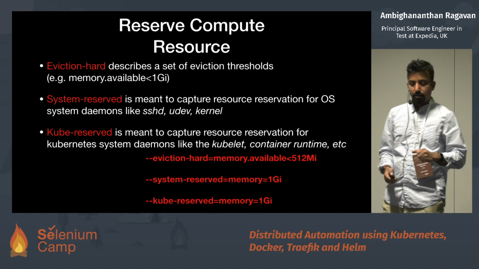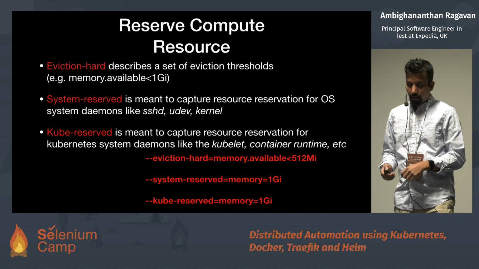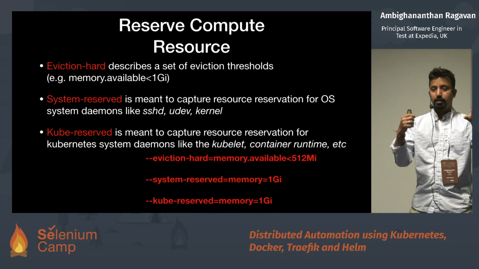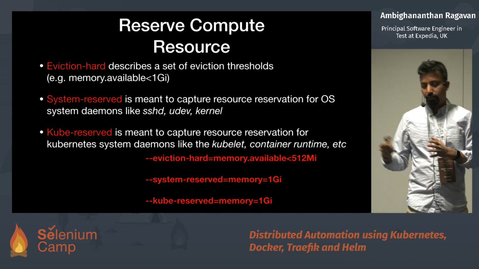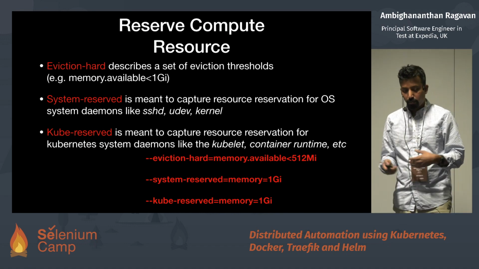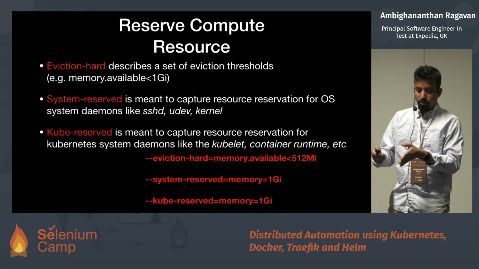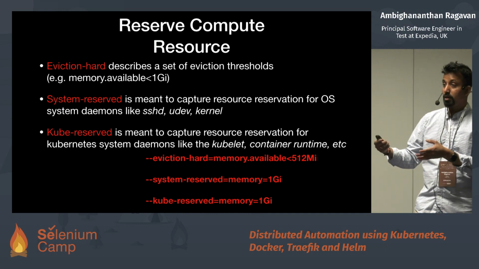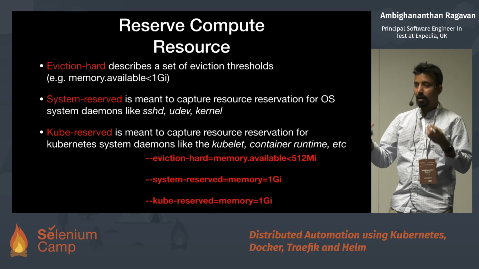So eviction hard describes a set of eviction thresholds. We can say that, as you can see here, if memory available is less than 512, then the eviction policy will kickstart, and it'll look at lower priority pods, and then it'll try to move them to a different worker node. And you can actually reserve memory for system and kube related processes, and I'm saying memory use 1 GB is basically not 1 GB, it's 1 GB minus eviction hard. So if your system processes take more than 512, the eviction process will kickstart. Or if the pod that you allocated memory to is using more than that, the eviction process will start.